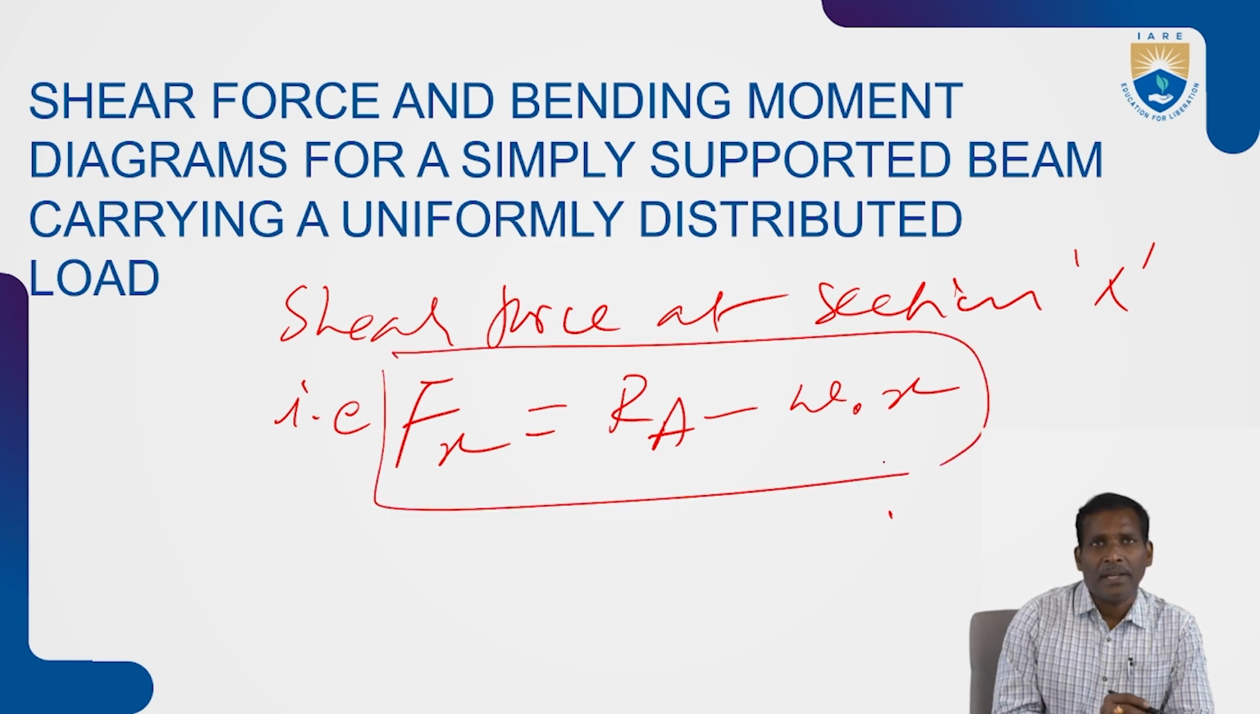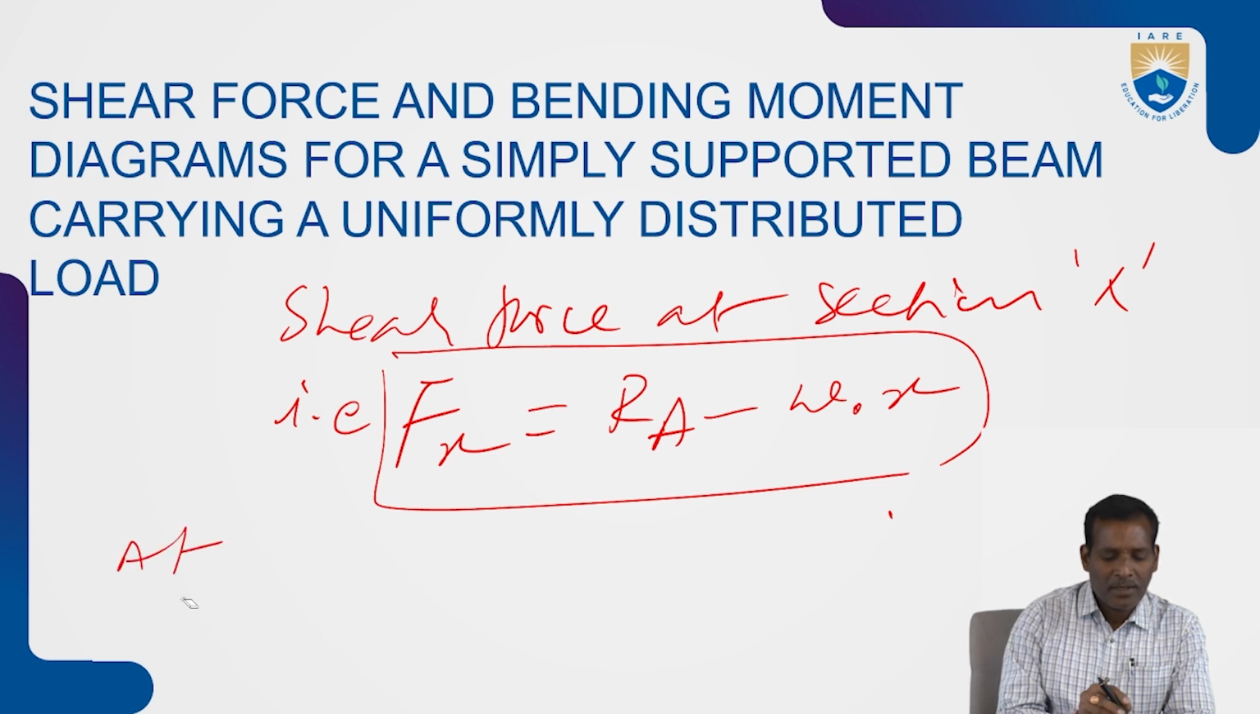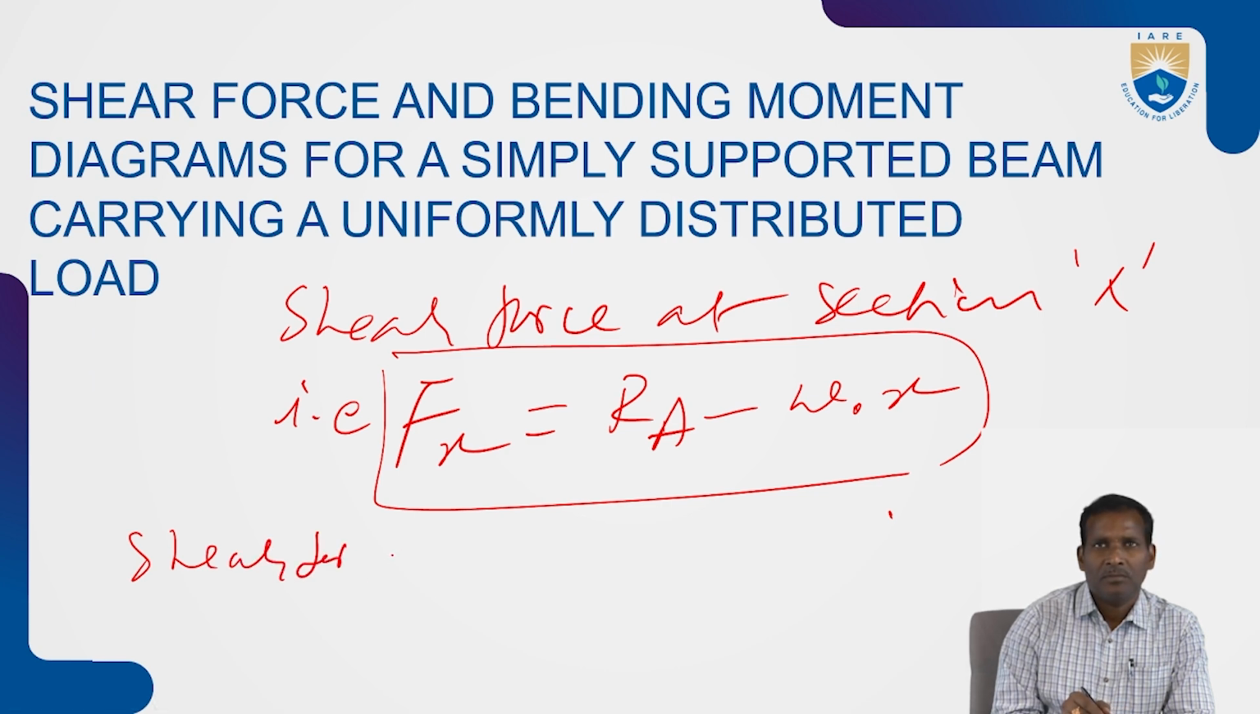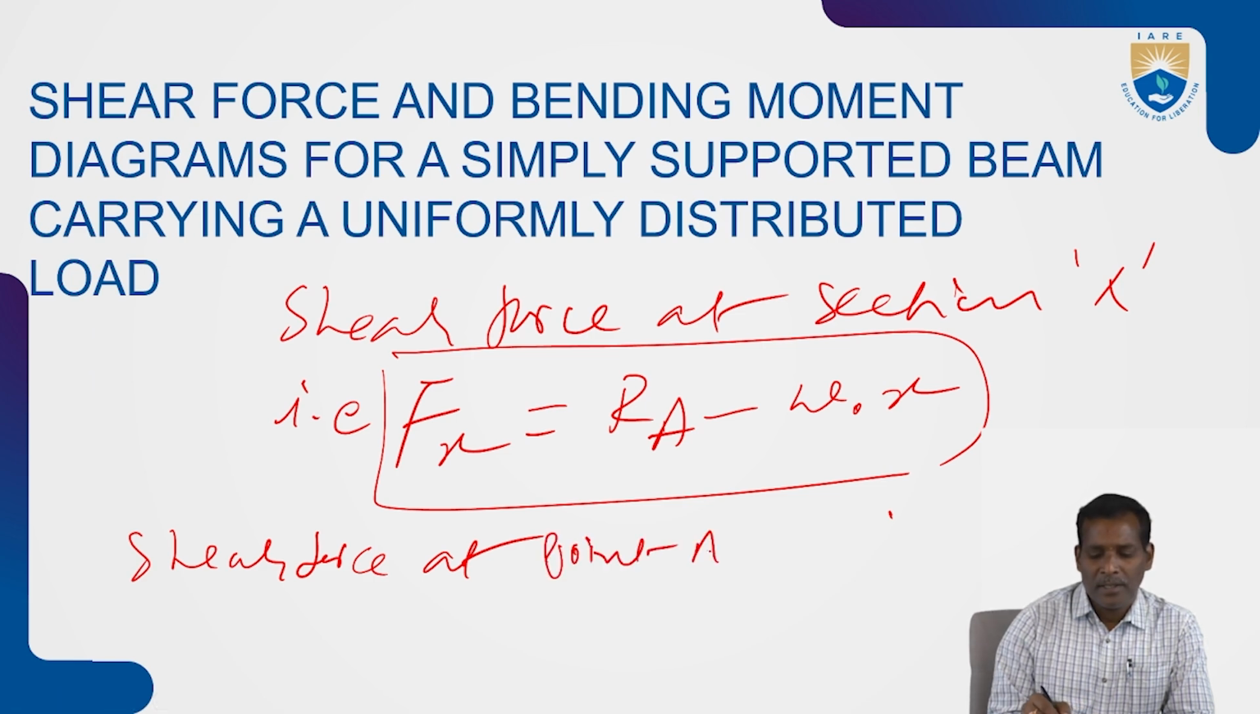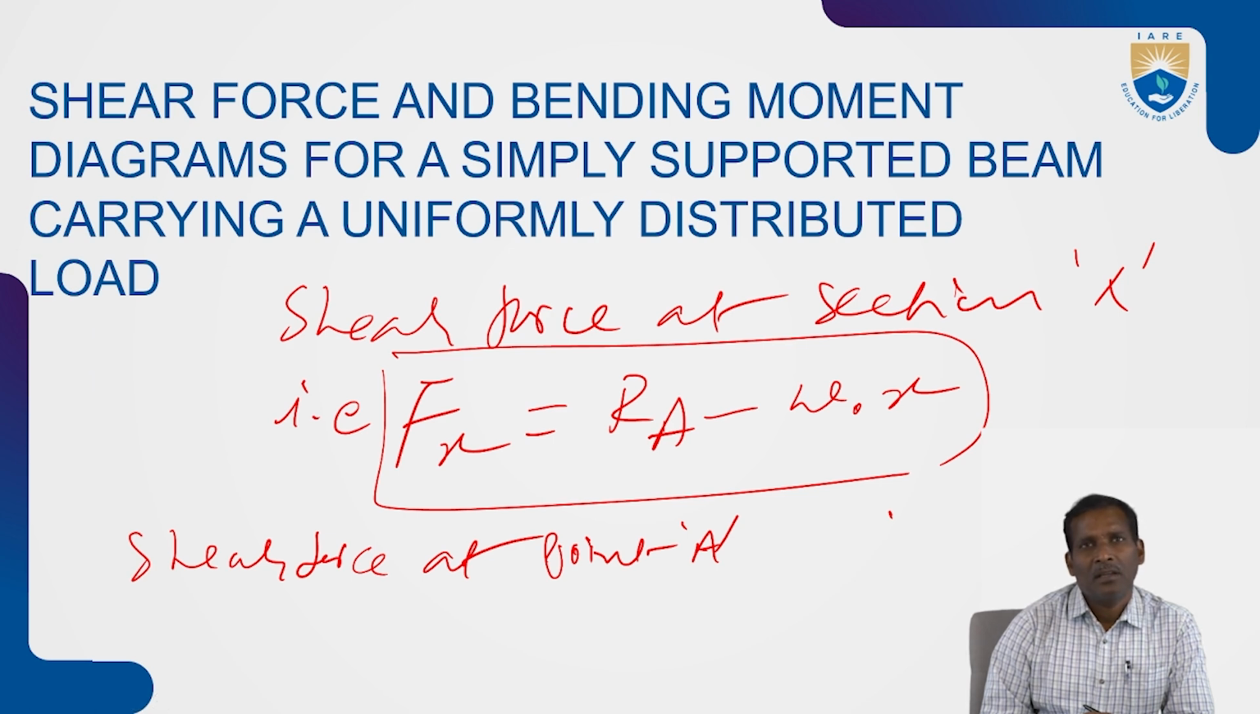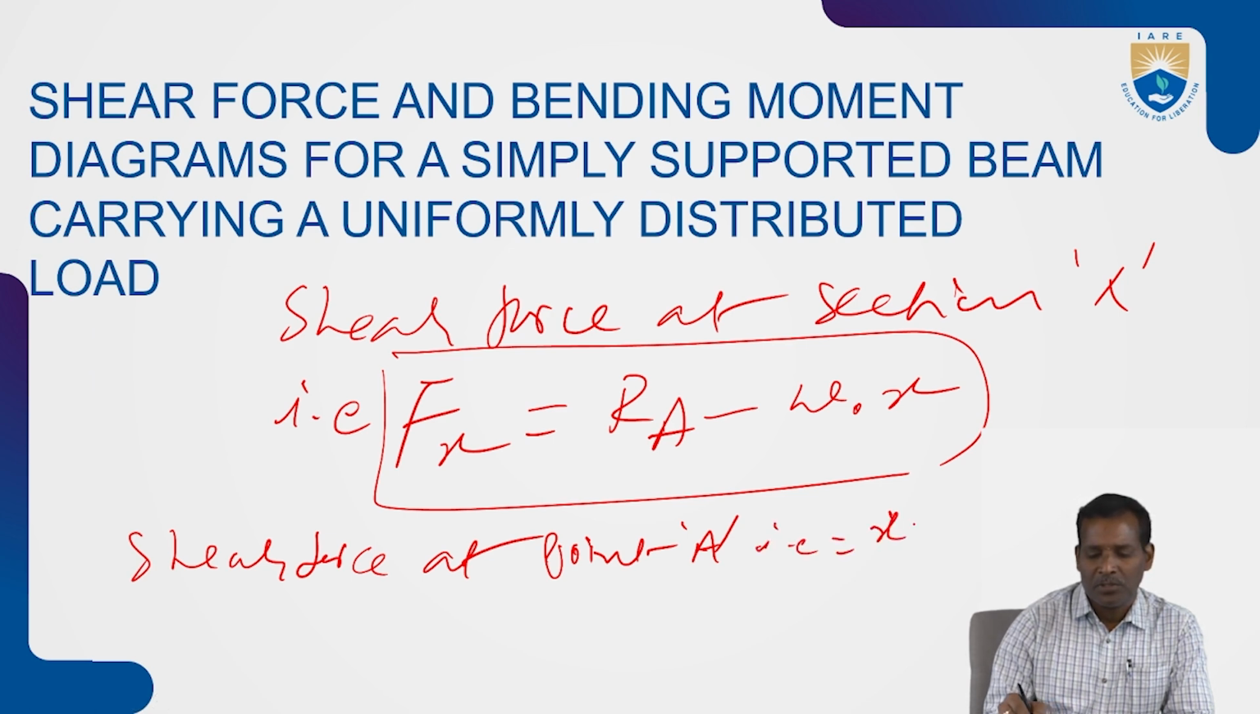So now calculate shear forces at different points. The shear force at point A. At point A, X is equal to 0. So calculate the shear force at point A: RA minus W into 0. So that is RA. So what is RA? WL by 2.